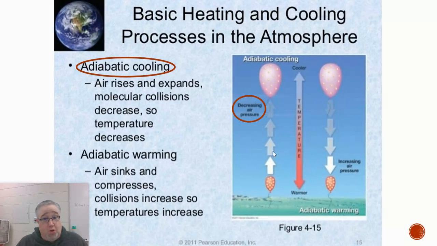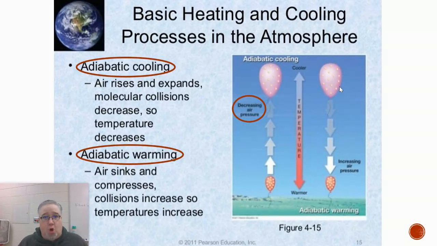So the balloon is going to expand. And again, the air molecules spread apart, there are fewer collisions, so the temperature decreases. So this is what adiabatic cooling is. I want us to understand what's happening to those molecules as they rise. Now, adiabatic warming is just the opposite.